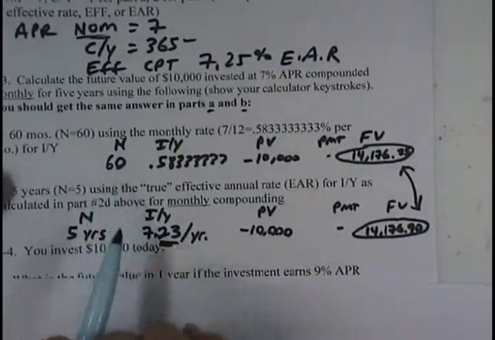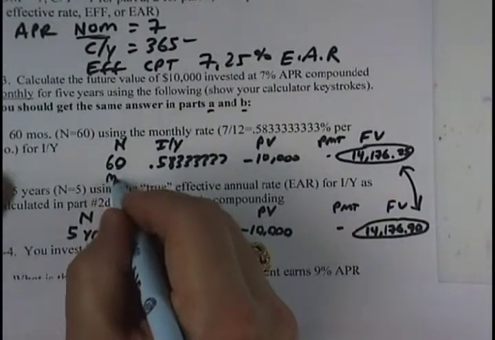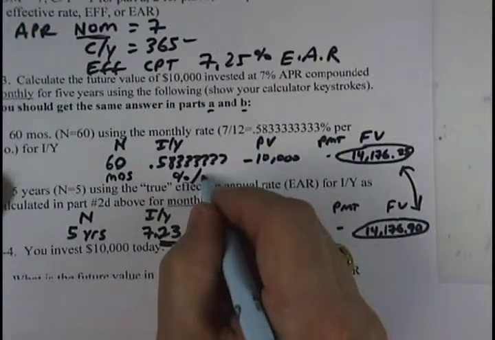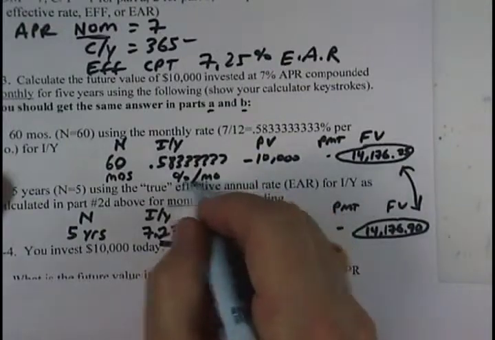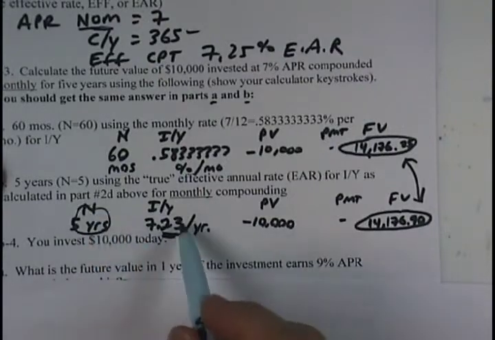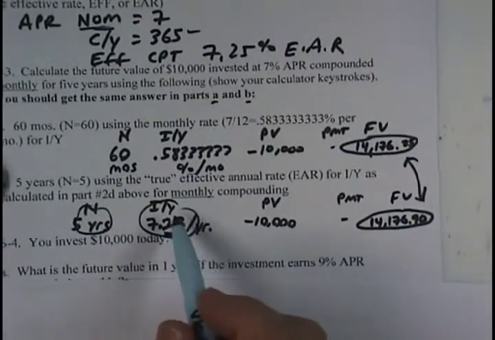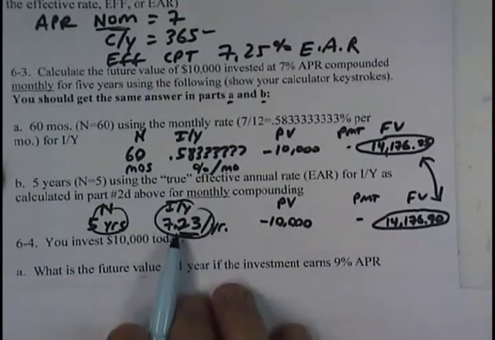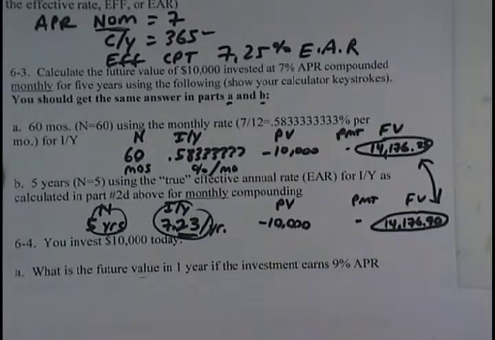But you can see what the effective rate does. If I use 60 months and the true monthly rate here, percent per month, I get the future value. Or I can use the number of years and that effective rate per year that reflected the monthly compounding, and that gave me 7.23%. When it reflects the monthly compounding, I get the same result.